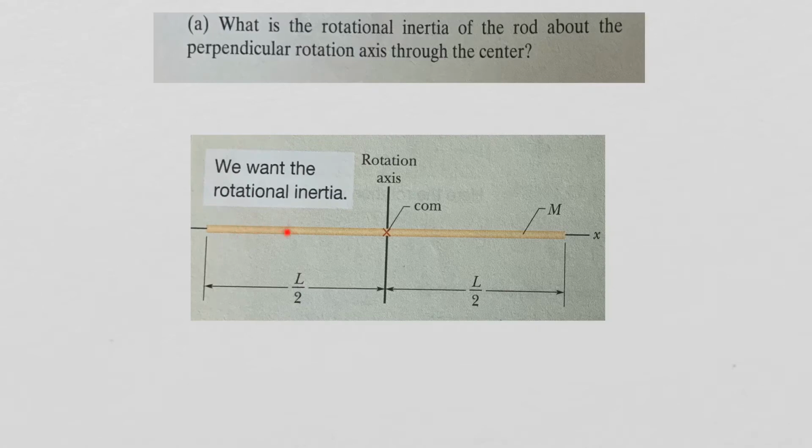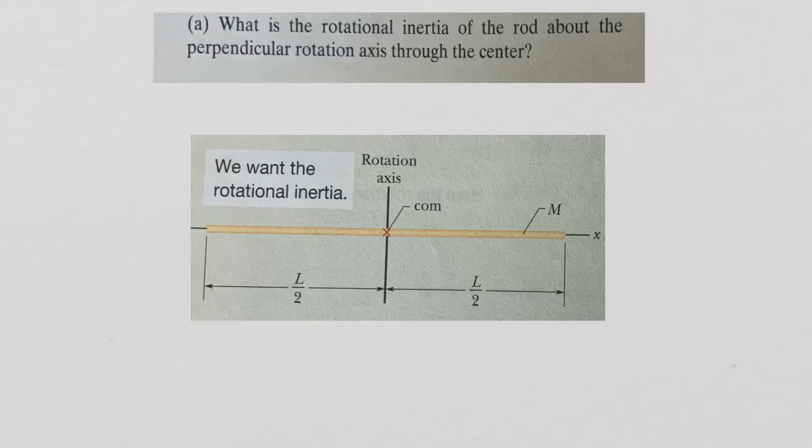So here is the rod. It has a total length of L. It has a total mass of M, and the axis of rotation passes through the center of mass of the rod. So I'm going to also introduce a one-dimensional coordinate axis X, like so, passing through the rod lengthwise.